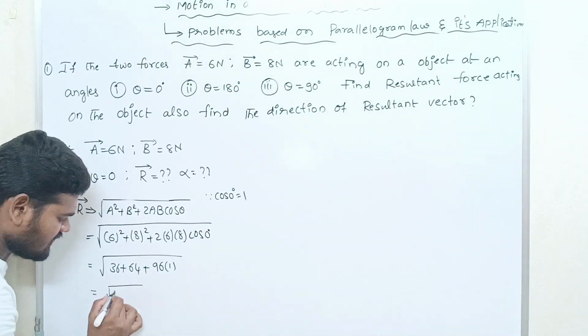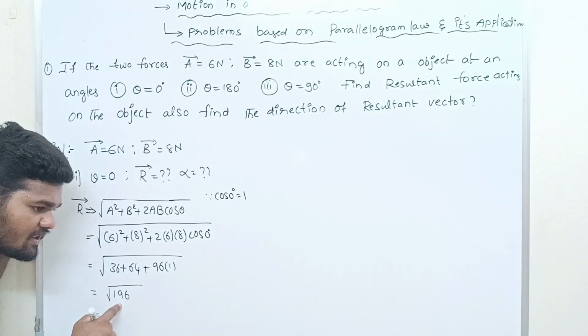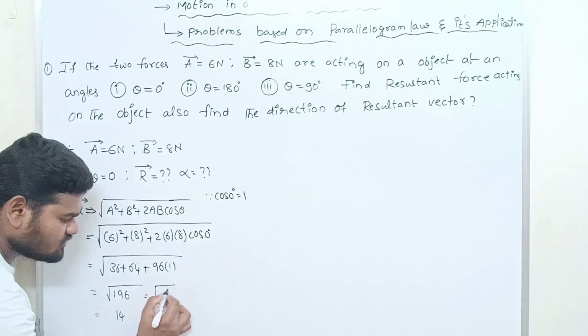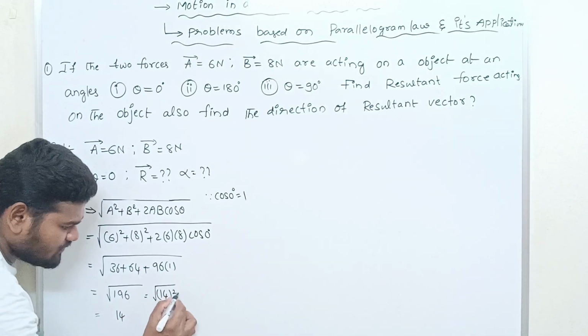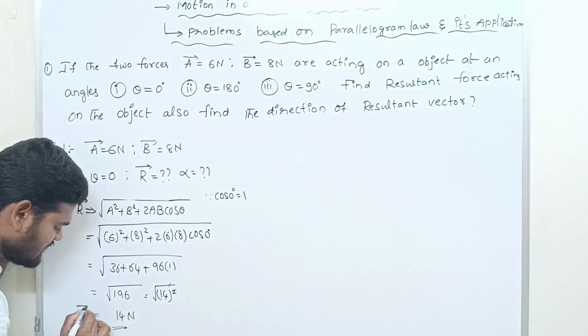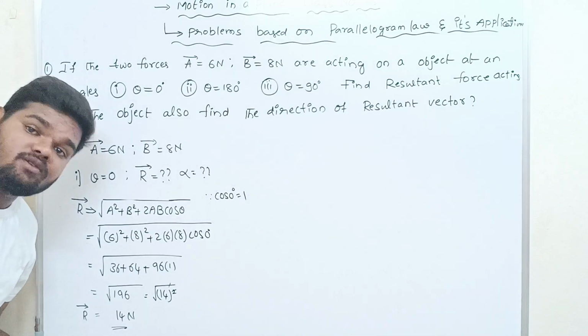Root over 196. The value of root over 196 is 14. It can be written as under root of 14 whole square. The square root cancels out and we get the resultant vector R is equal to 14 newtons. Any doubts?